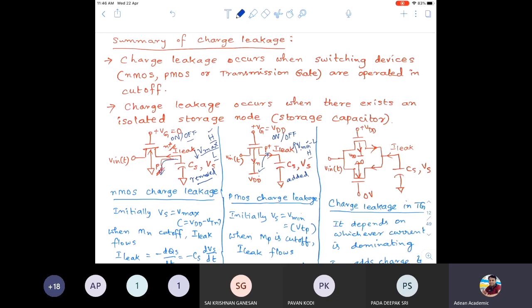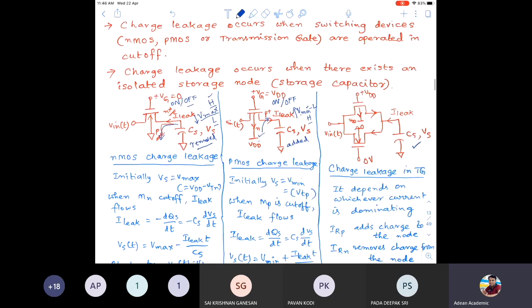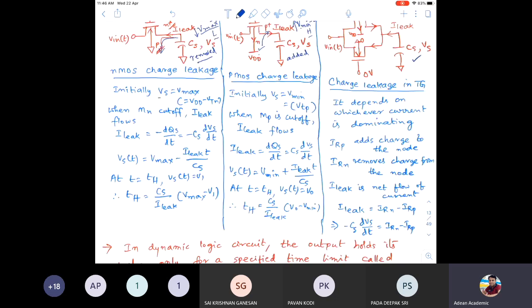Similar is the case in this. Same thing, both concepts you have to apply here in the transmission gate logic circuit. So same explanation is written here. Initially Vmax, when the transistor is turned off, then I leakage flows. I leakage is nothing but minus, I am writing because it is decreasing. Minus represents decreasing. Minus Cs into dVs by dt. Vs of t is Vmax minus I leak into t by Cs. At t is equal to Th, then Th will be this one.